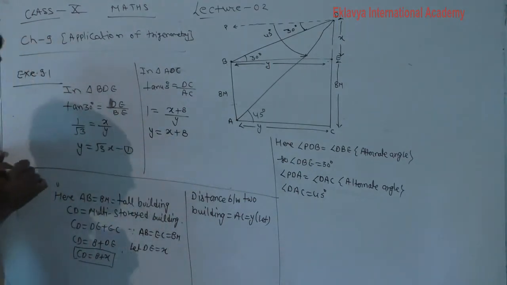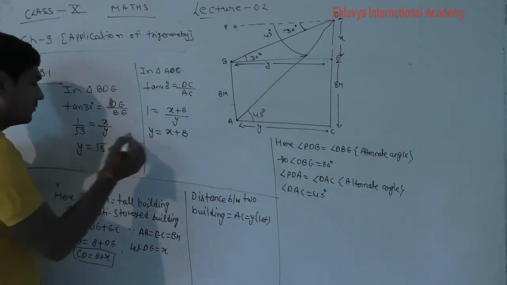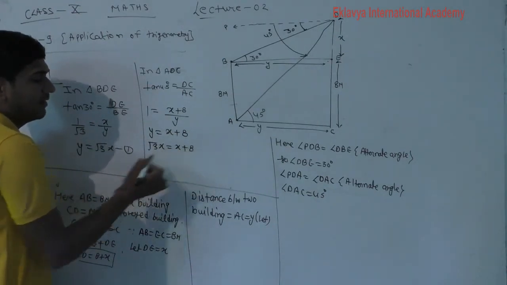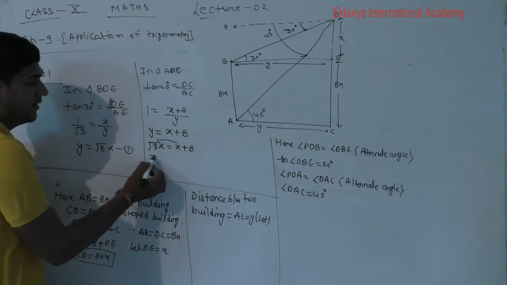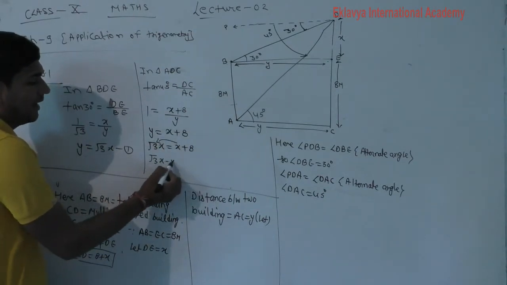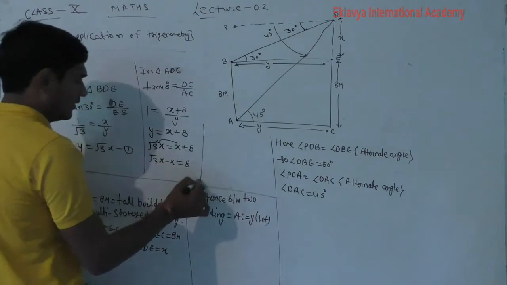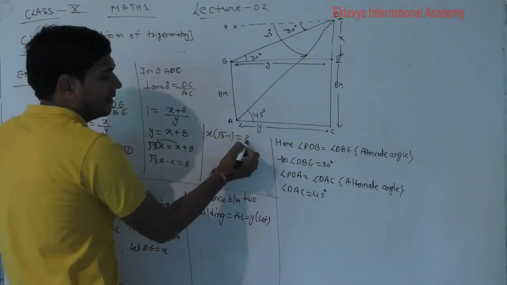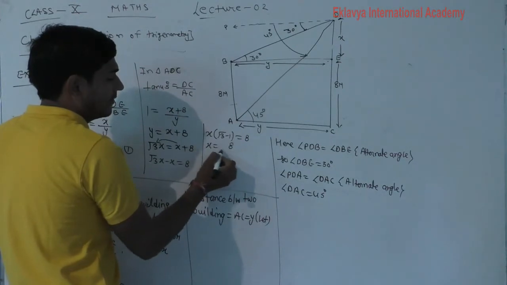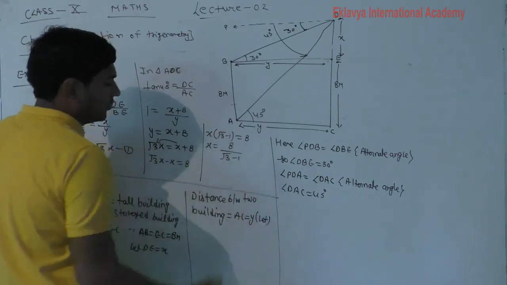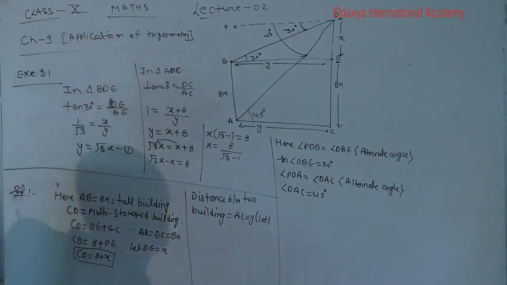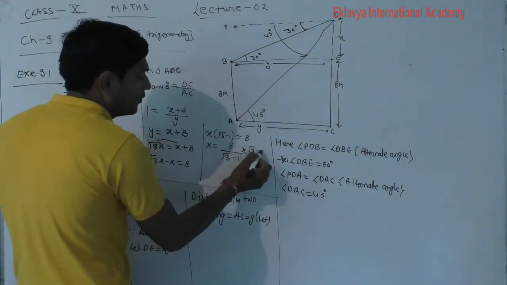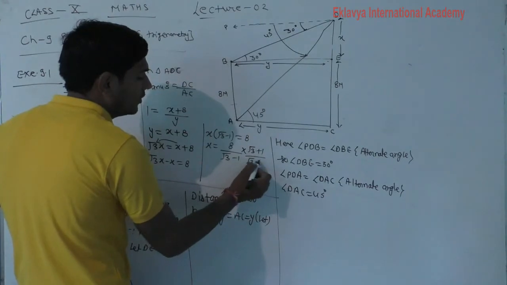Now we will substitute the value of Y from equation first. Put root 3 x equal to X plus 8. X we will transfer to the left hand side. Root 3 X minus X is equal to 8. X common. X times root 3 minus 1 is 8. So what is the value of X? 8 upon root 3 minus 1. Now we will do the rationalization. Multiply by root 3 plus 1 upon root 3 plus 1.